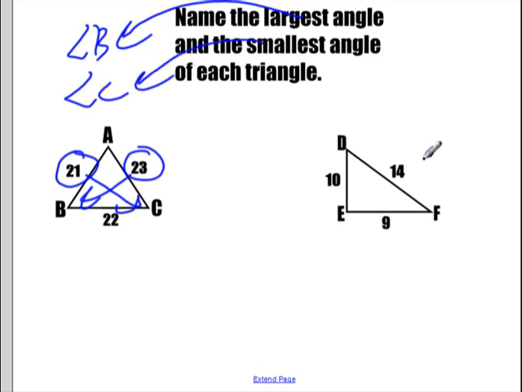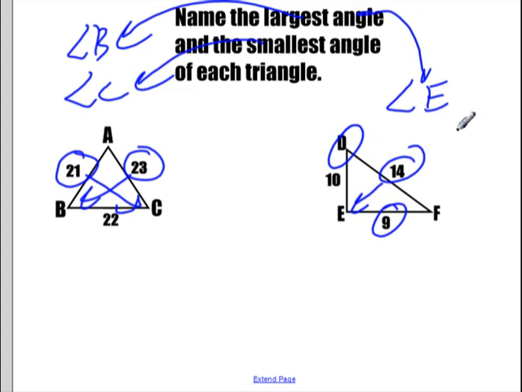Over here, biggest side is 14. So biggest angle is angle E. Smallest side is 9, so the smallest angle is the opposite angle, which is angle D.